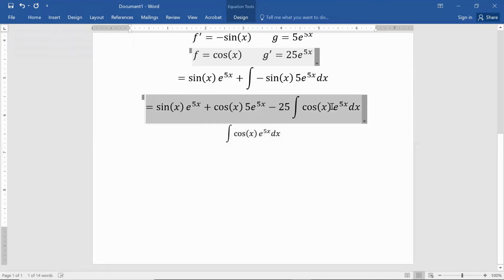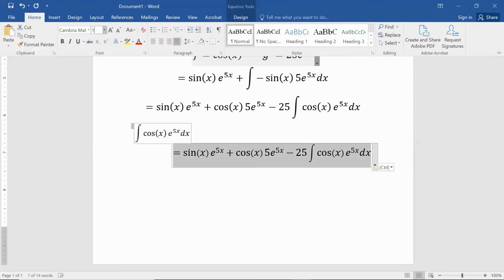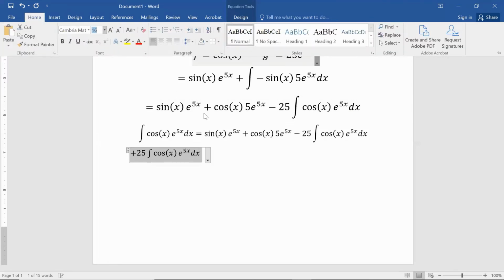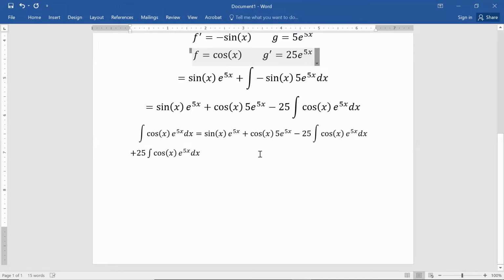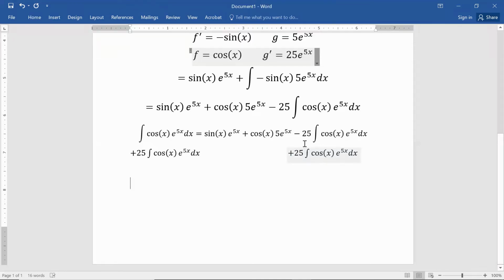Let's make this a little bit smaller so it all can fit on one line. What we're going to do is add 25 times the integration of cosine x e to the 5x with respect to x to both sides. I'll do that to the left. Once again, make sure everything's sized correctly. And then I'll also do that to the right. On the right, it'll cancel this integration out.